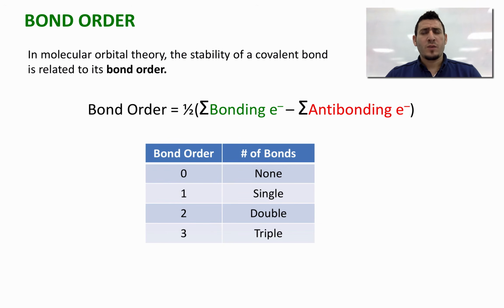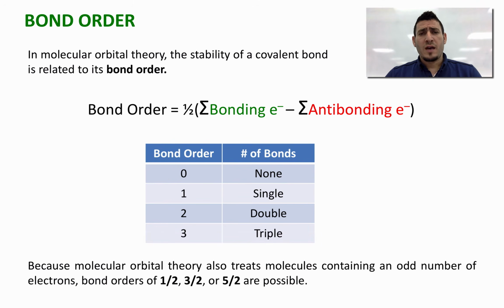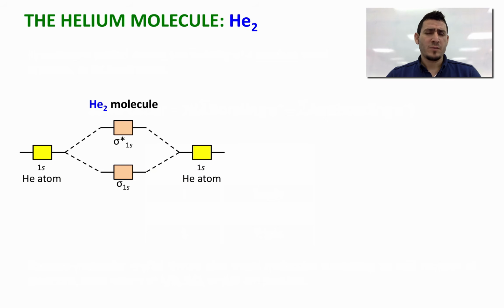Now, molecular orbital theory also deals with molecules that have an odd number of electrons. So having a bond order of 1/2 or 3/2 or 5/2 is also possible. Any bond order that's higher than 0 means that the molecule is stable and it can form within certain conditions. So let's take a look at the following example, which is helium.